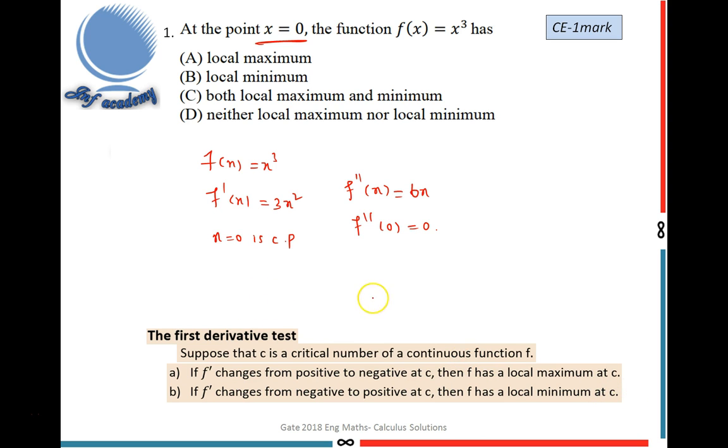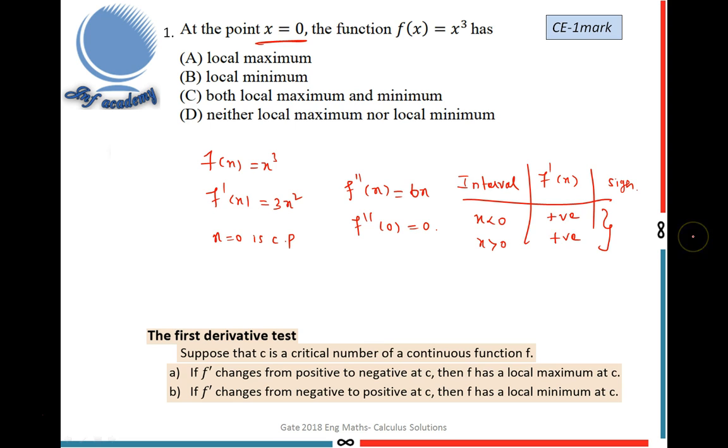So I check the intervals. Here x equal to 0 is the critical point, so the intervals are x less than 0 and x greater than 0, and I check the sign of f dash of x, positive or negative. For x less than 0, f dash of x is positive. In all cases f dash of x is positive only, because x square is there. For x greater than 0 also positive. Here no sign changes. Positive, positive. So the answer is neither local maximum nor local minimum.